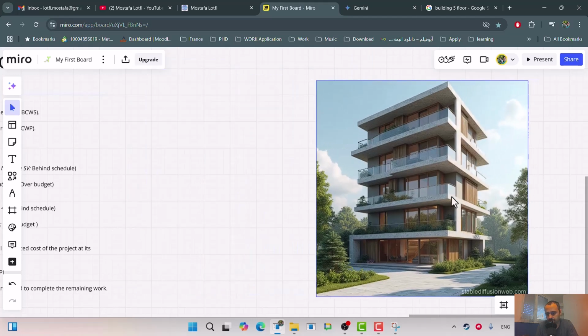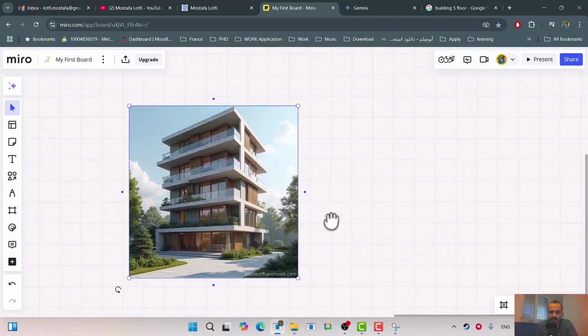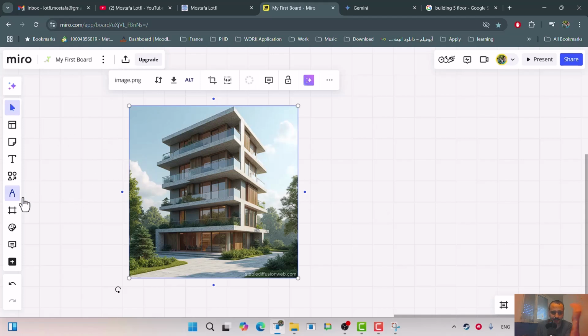Okay. Let's say we have a project where we want to create this building, a 5 floor building, right? And let's just assume that to build these 5 floors, for each of them we need, let's say, $10,000. It's just an example.